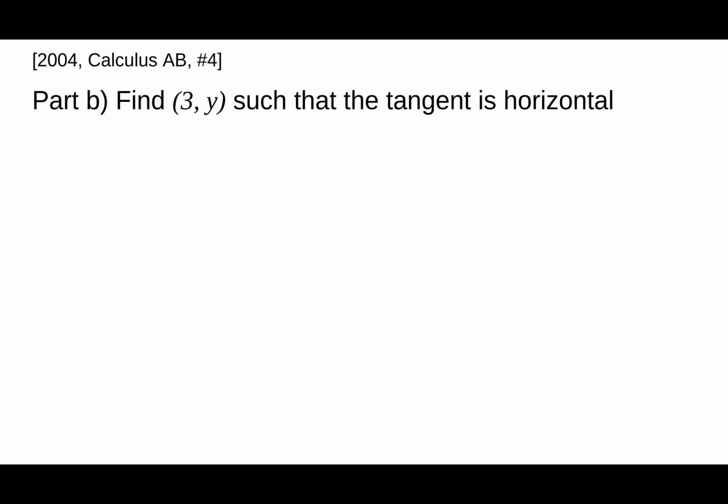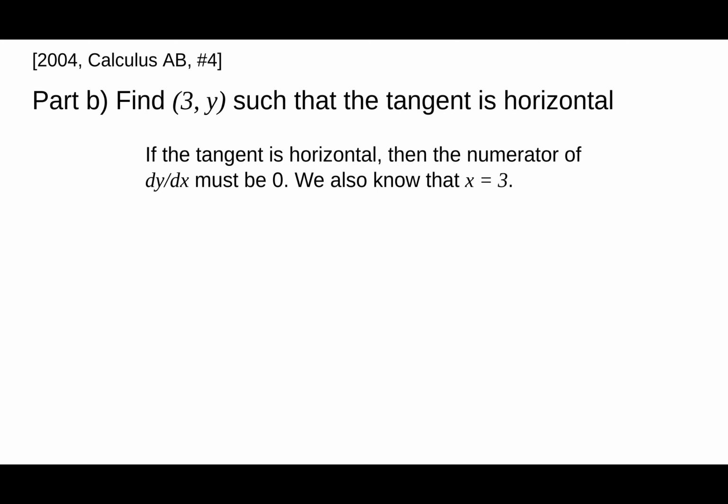In part B, we are to show that there is a point on the curve with x-coordinate 3 where the tangent line is horizontal. Because we're only given that the x-coordinate is 3, we have to find the y-coordinate for this point. We have to verify that the point we find is in fact on the curve. If the tangent line is horizontal, the numerator of the expression for dy/dx must be 0. We also know that the x value when that occurs must be 3.